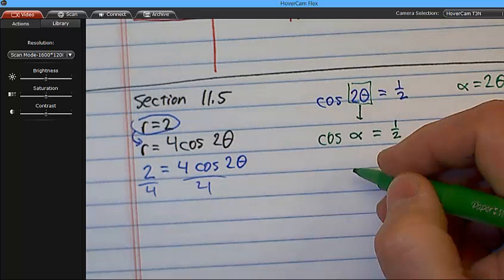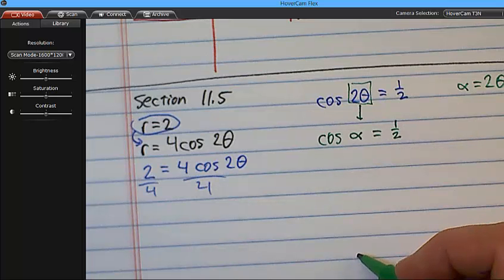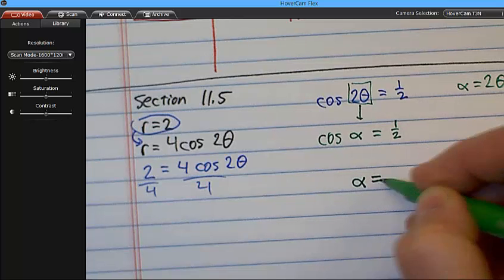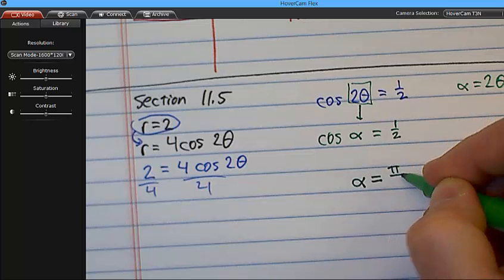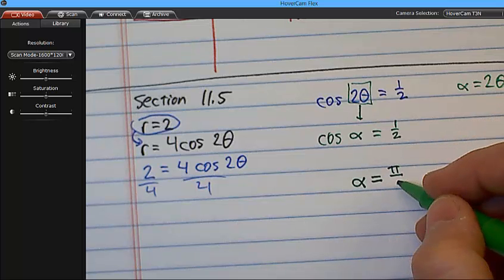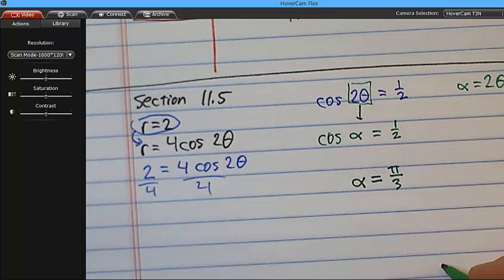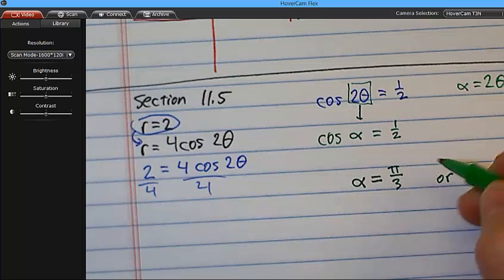So let's see. What are some different values? I got to think about my unit circle, right? What are some different values for alpha that work? Pi over 6? What is it? Pi over 6 or pi over 3? Pi over 3. Pi over 3, right? Or 5 pi over 3. 5 pi over 3 would work? Sure.